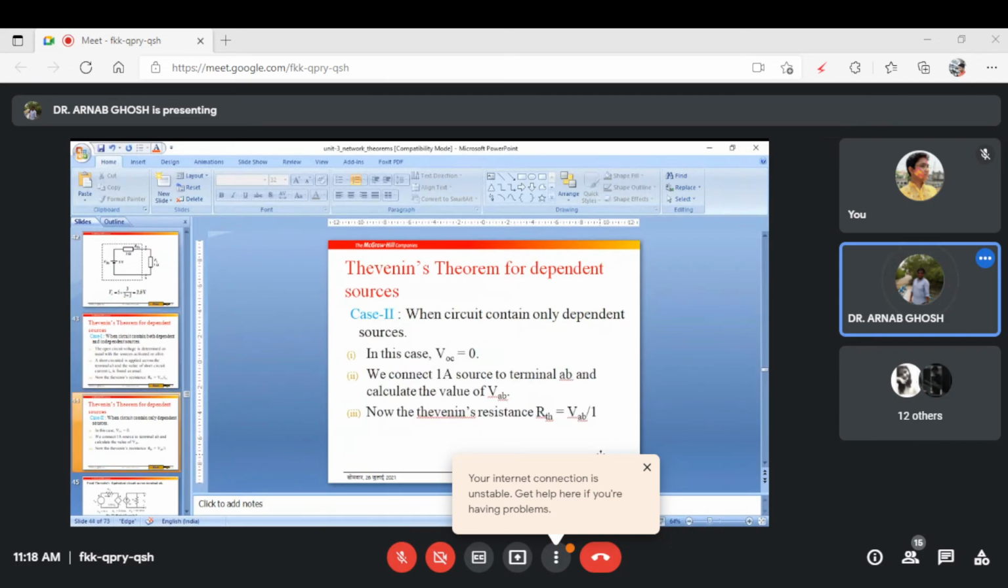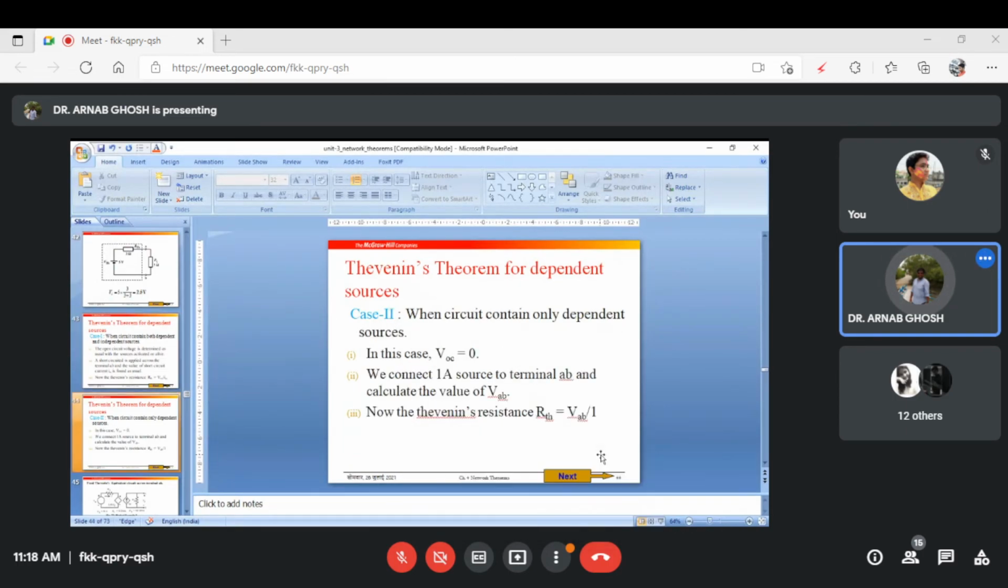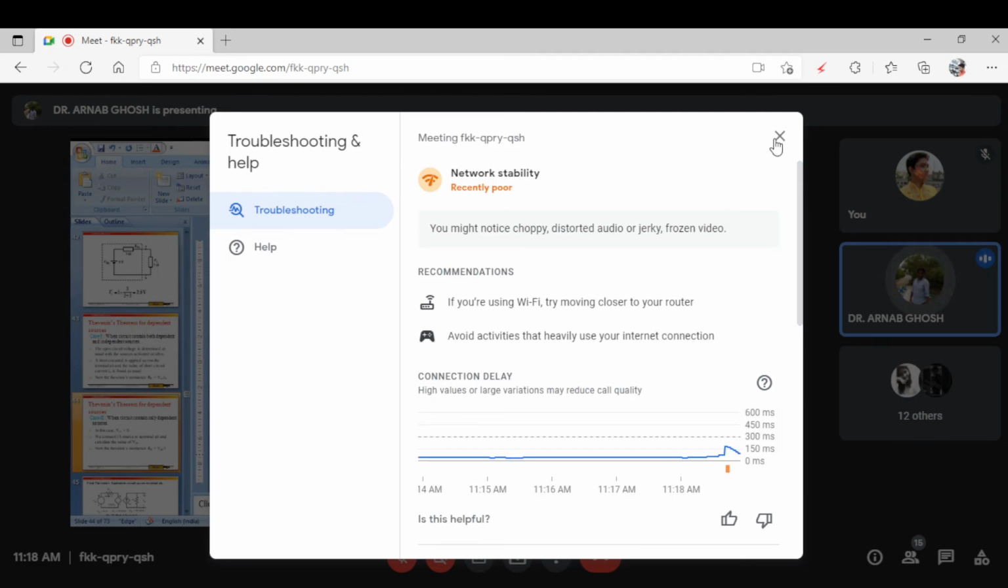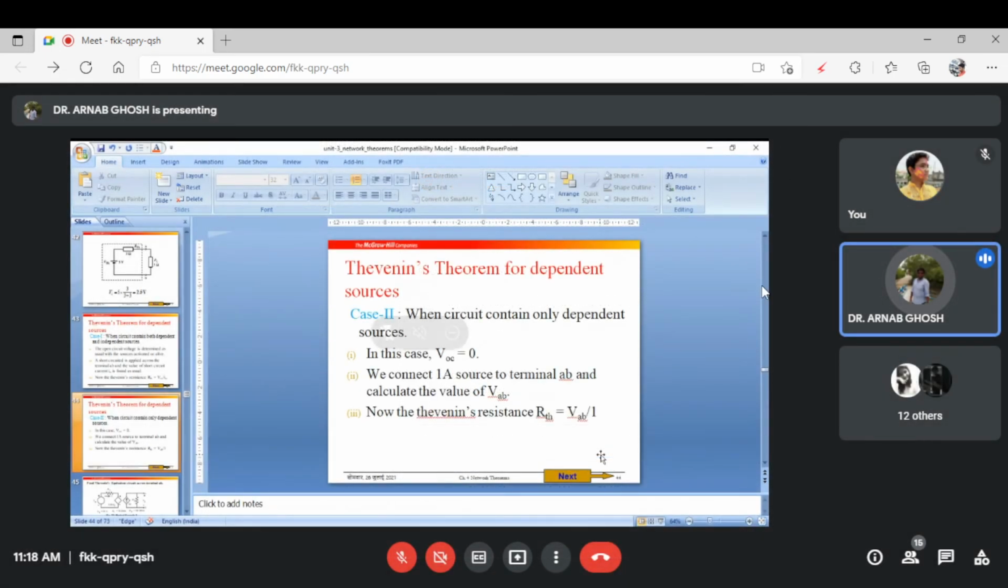Okay. And the other case is when you are having only the dependent sources. In this scenario, your VOC will be 0. So what you do, you connect a 1 ampere source across the terminals AB, that is across the terminals of the load resistance, and you calculate the voltage VAB. So what will be the Thevenin's resistance? This will be VAB by 1. This will be the Thevenin's resistance, VAB by 1.